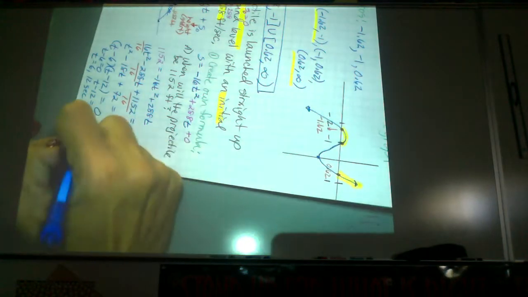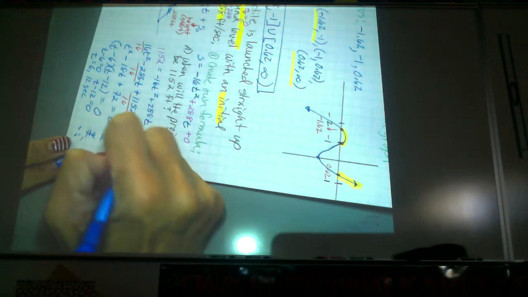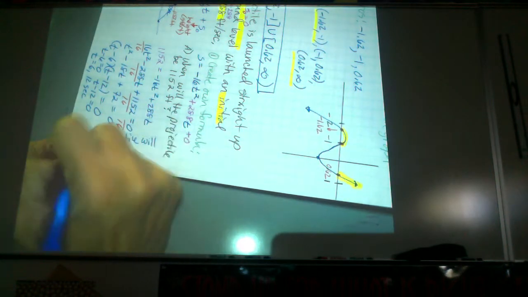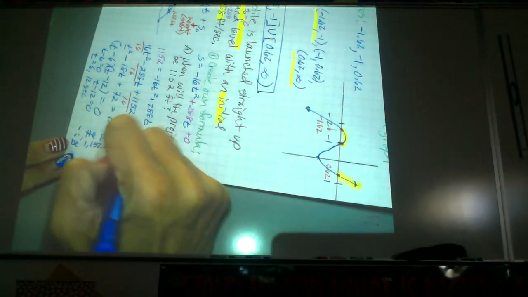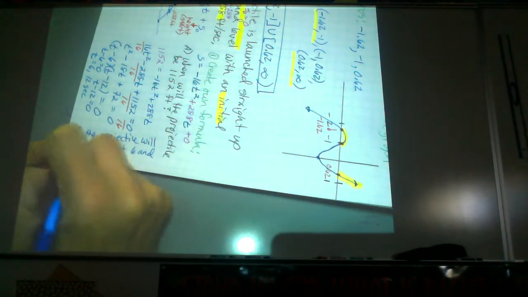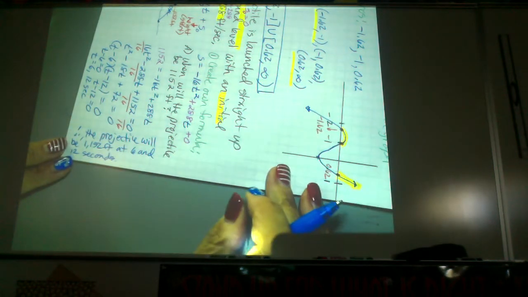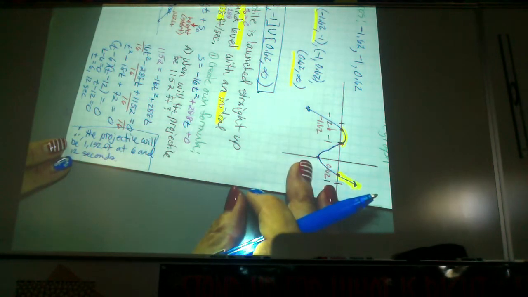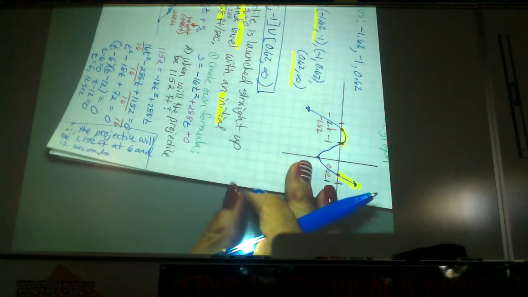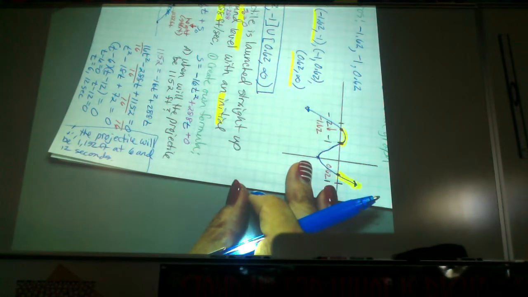So therefore, I ran out of room. So therefore, the projectile will be 1,152 feet at 6 and 12 seconds. So there is the sentence solution. Now we have one more part to this question and we're done. And this part doesn't require any work. It requires observation.